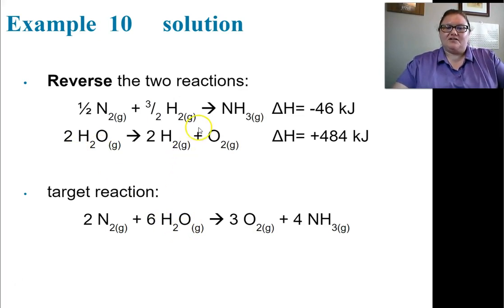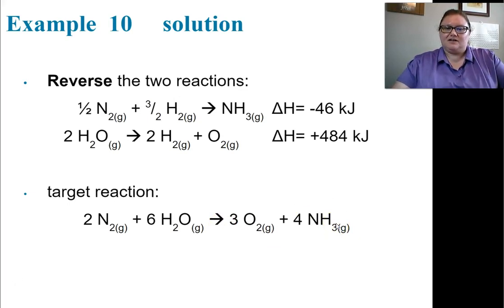Let's go back up here and say, okay, here's my yield arrow for the first equation. So we have the NH3, the ammonia, on the product side now. We look at our target. Here's my yield arrow. My ammonia is on the product side.